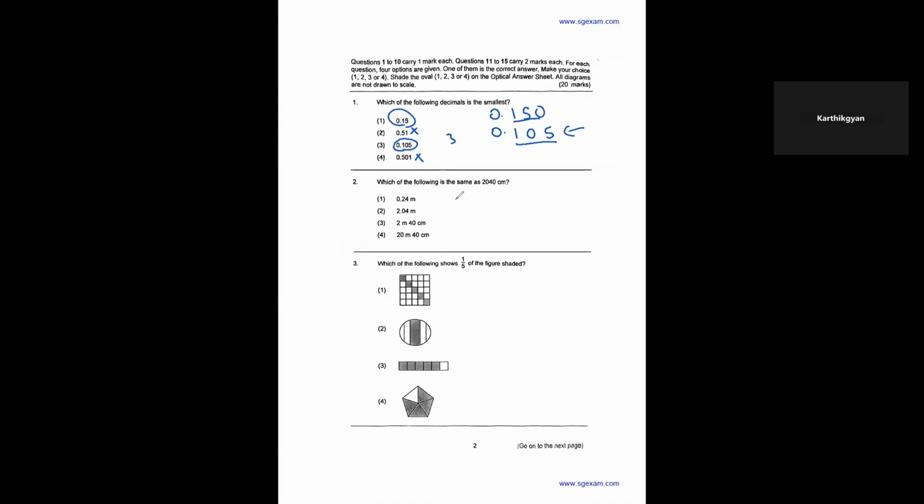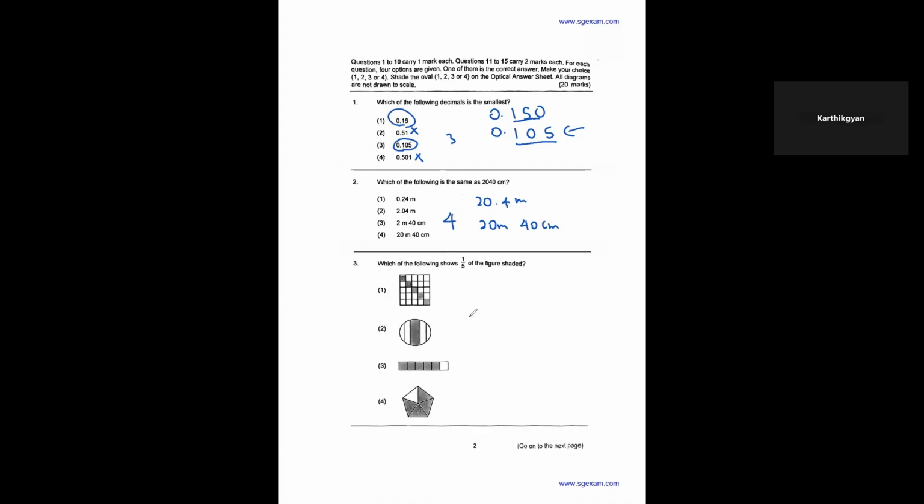Which of the following is the same as 2040 cm? You divide by 100, and you get 20.4 meters. In other words, this is 20 meters and 40 cm. So your answer is option 4.